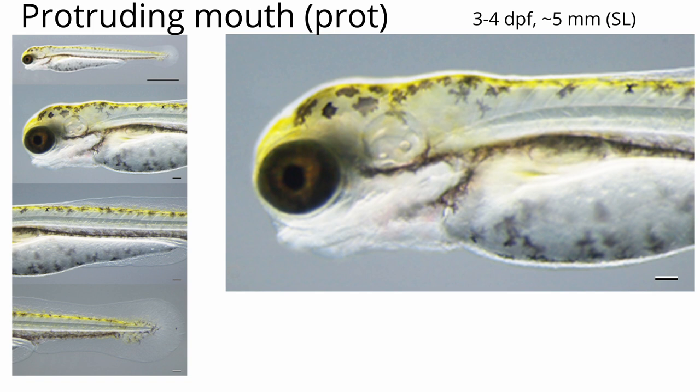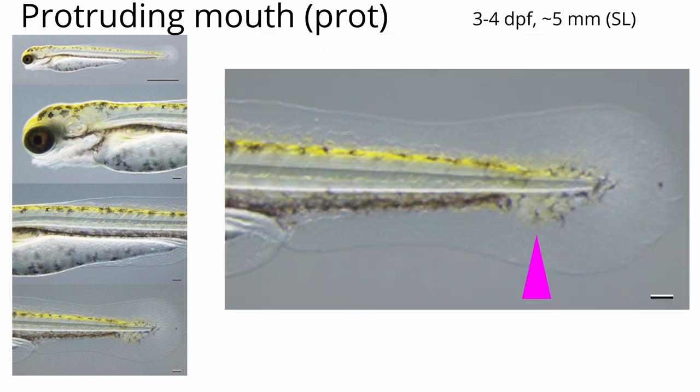Approximately 3 to 4 days post-fertilization, the individual takes on this appearance. It is about 5 mm in size. The swim bladder is beginning to form, but it does not yet contain any air. Also, please focus on this part of the caudal fin, which appears somewhat white. This area is where the caudal fin skeleton is forming. At this stage, cells that do not produce black pigments are gathering here.